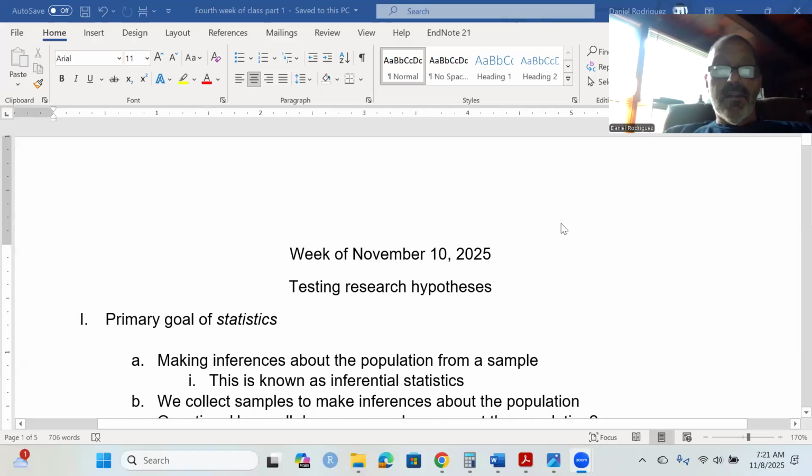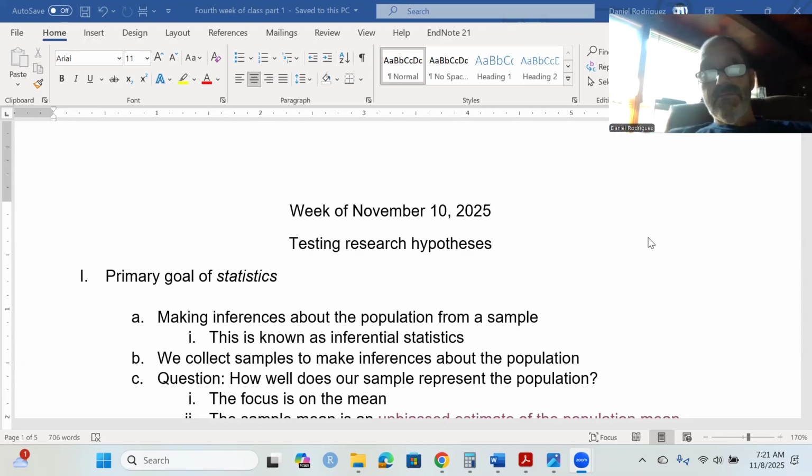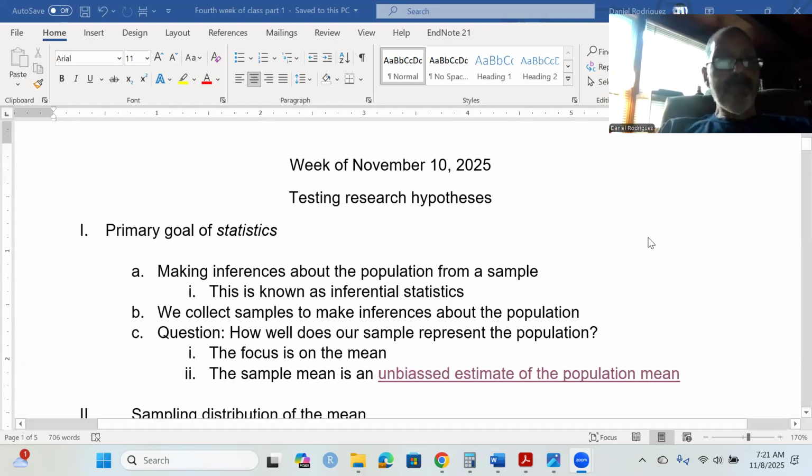For this week, we're covering research hypotheses, and we're going to go to town on it here. First, I'm going to talk about what the goal of statistics is, and then I'm going to talk about confidence intervals, and then we're going to go into hypothesis testing using the standard normal distribution at first, okay?